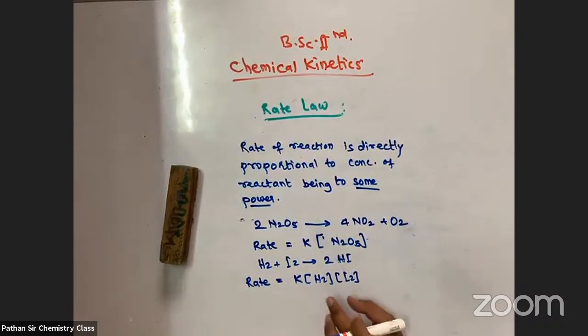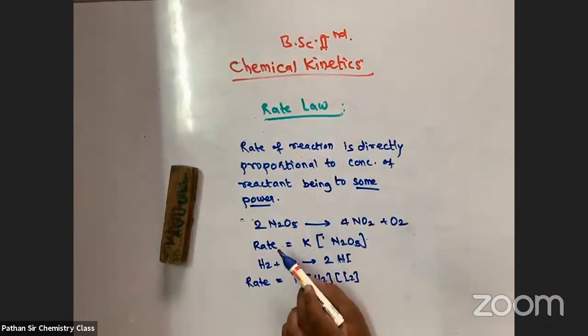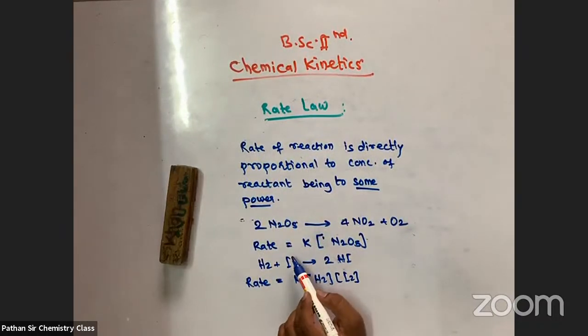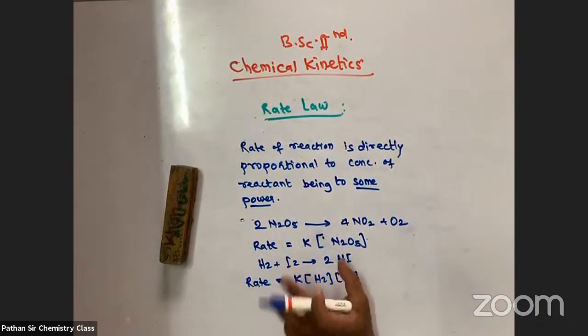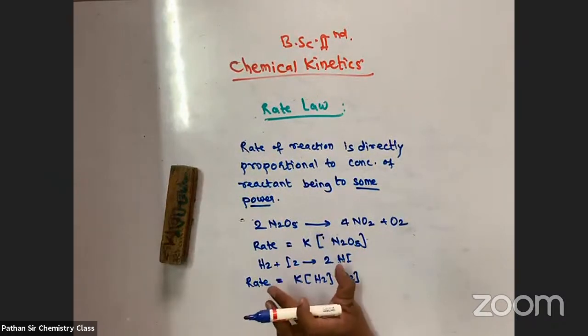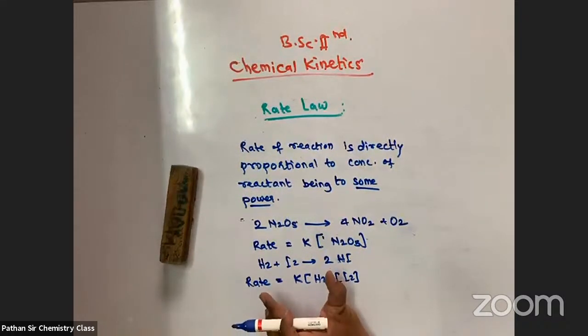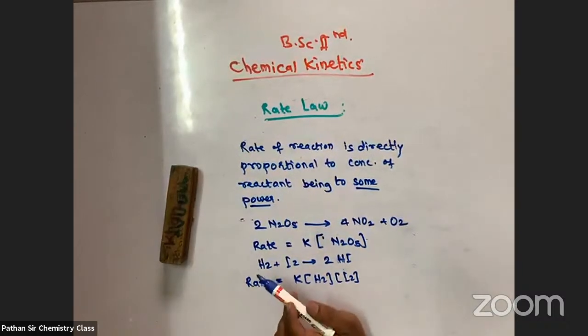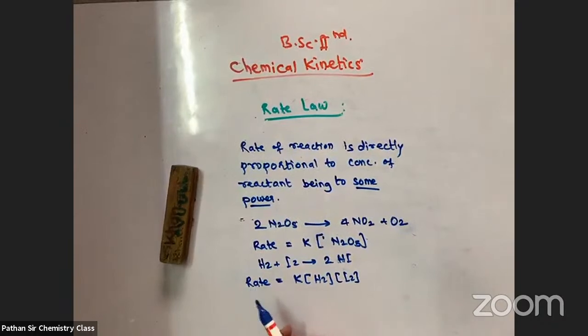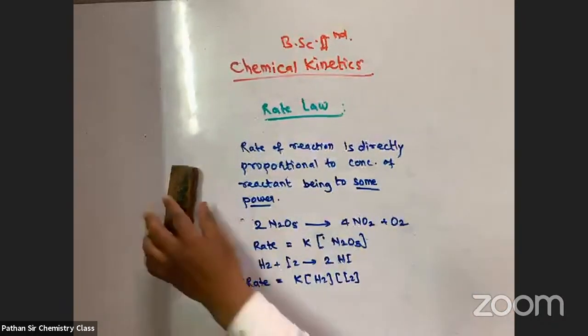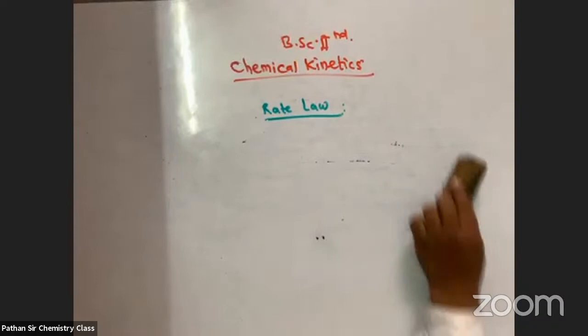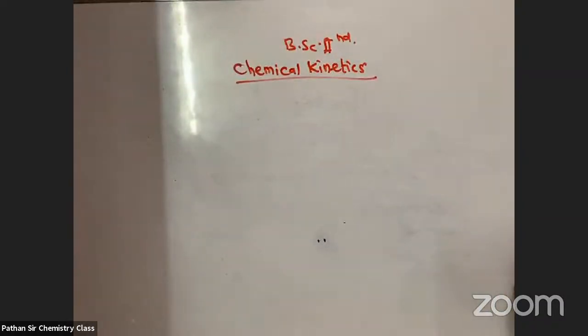Remember once again, by looking at the balanced chemical reaction, you cannot write the rate law. Rate law is an experimentally determined quantity. After doing experiments, you can find out the rate law. Otherwise, you cannot state it. So let us go for the next point, factors affecting rate of reaction.